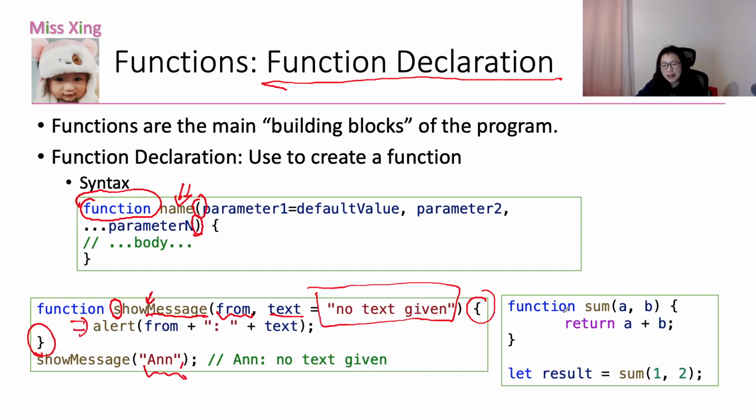And here we have another example, sum. The function sum has two arguments, a and b, and here I return a plus b, okay, which just returns the sum. And how do we call it? You use sum with 1 and 2, any numbers you give, and the result will hold the value being returned, which gives you 3.